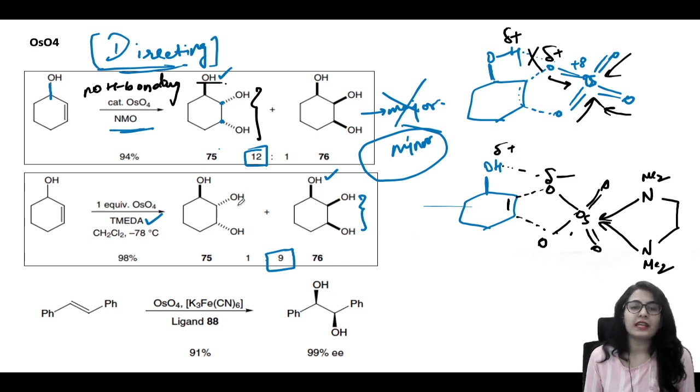तो अब ये hydrogen bonding करेगा, okay, and now it is going to direct the diol formation on the same side of OH, and that's why this is the major product. I hope you understand this.